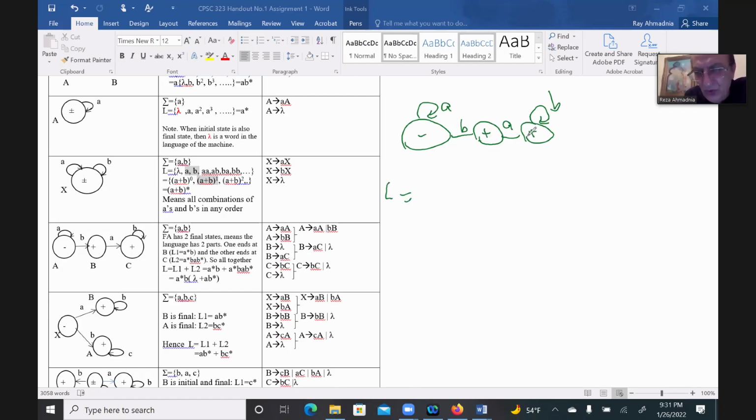There are two final states. So the language consists of two sets of words. One to end up here. How can I end up here? Drop as many A's as you want, and then one more B to get to here. How can I end up here? I have to start from here. To start from here, I can start with any number of A's. I can drop one B to get to here.